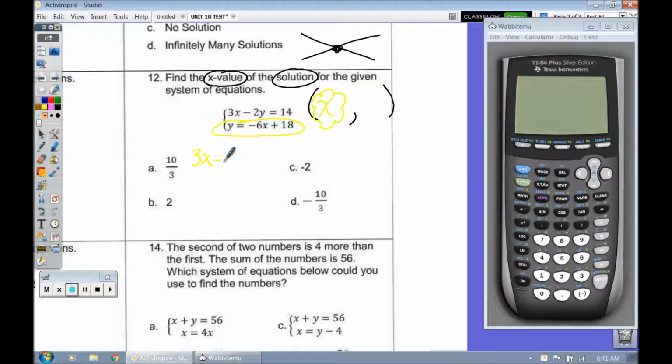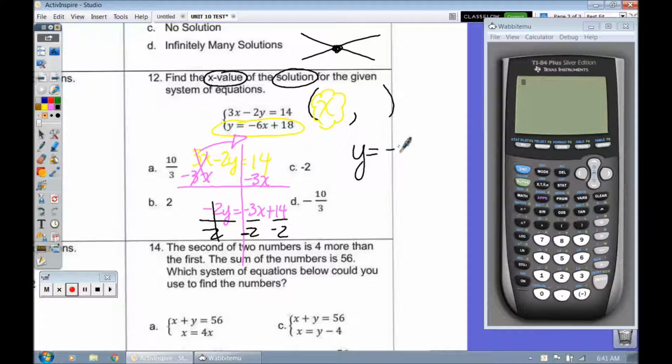So 3x minus 2y equals 14. Let's move the x to the other side by doing opposites. We're going to subtract. So that gives you negative 3x. The 14 is positive. And bring down the negative 2y. And our last step is to divide everything by negative 2. That's supposed to be a negative right there. So then you're left with y equals negative 3 over negative 2x plus 14 over negative 2.